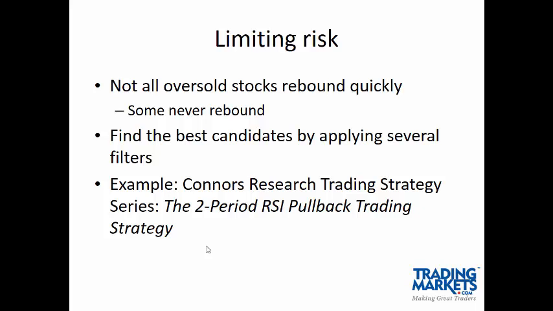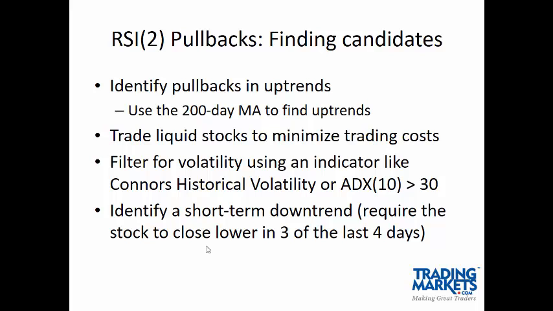An example is found in several strategy series books, including the 2-period RSI pullback trading strategy. We'll be using part of that strategy to identify a candidate in this presentation. The first step is to limit the risk by buying pullbacks during uptrends. Research has taught us that using the 200-day moving average to identify uptrends is one of the most effective ways to limit risk. Buying only stocks above their 200-day moving average helps dramatically improve the trading results as compared to buying stocks when they are below the 200-day moving average.